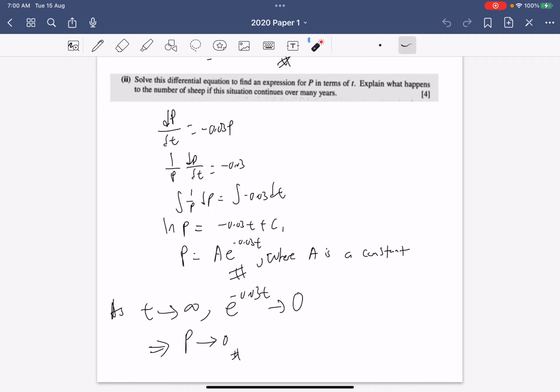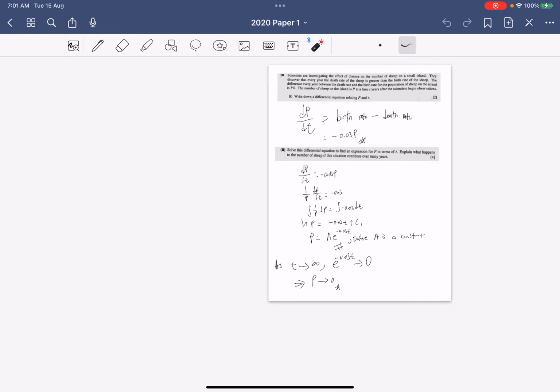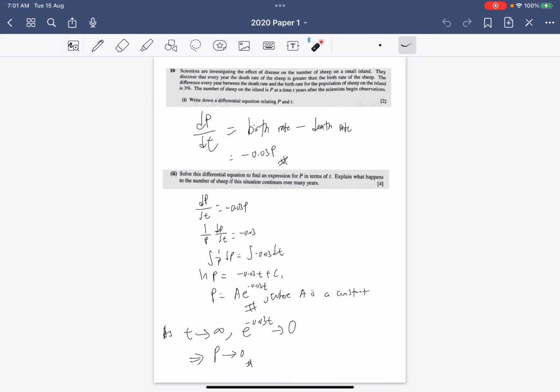But they asked you to explain what happened over many years. So when t goes to infinity, that's the definition of many years, e to the power minus 0.03t, well, if you remember the curve, it will look something like that. So it will go to 0, so the population will go to 0 regardless of how big this A is. Just imagine your death rate always exceeds your birth rate, so you keep dying every year, more people. So obviously in the end the sheep population will go to 0.